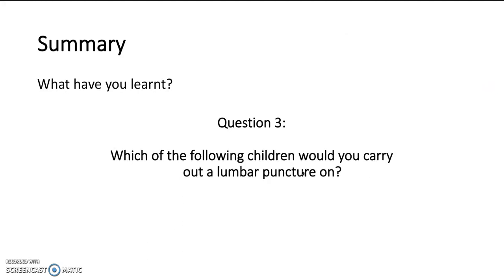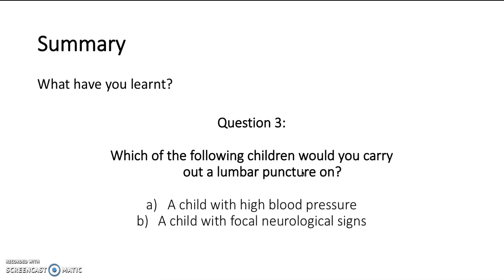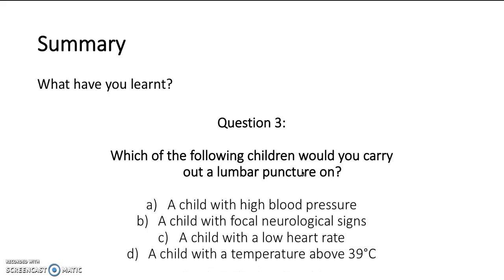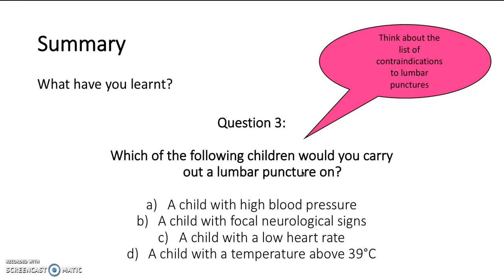Finally, which of the following children would you carry out an LP on? Would you carry out on a child with a high blood pressure, a child with focal neurological signs, a child with a low heart rate, or a child with a temperature above 39 degrees? Remember the list of contraindications we talked about. The answer here is a child with a temperature above 39, because having a fever doesn't affect the ability to perform a lumbar puncture. Focal neurological signs is a contraindication, and high BP and low heart rate are signs of raised ICP, which is also a contraindication.